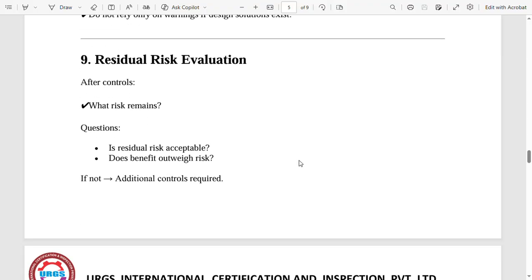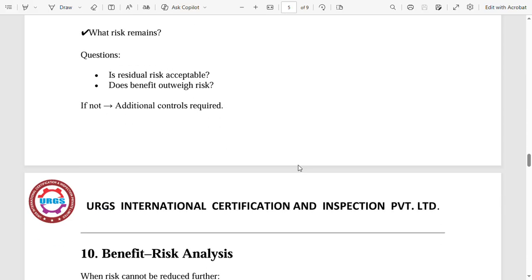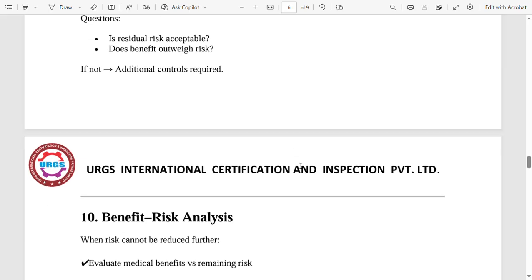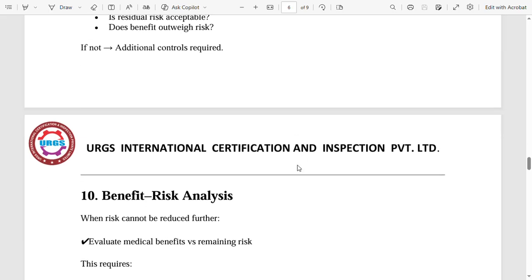Ninth, residual risk evaluation. After controls, what risk remains? Questions: is residual risk acceptable? Does benefit outweigh risk? If not, it will lead to additional controls required.